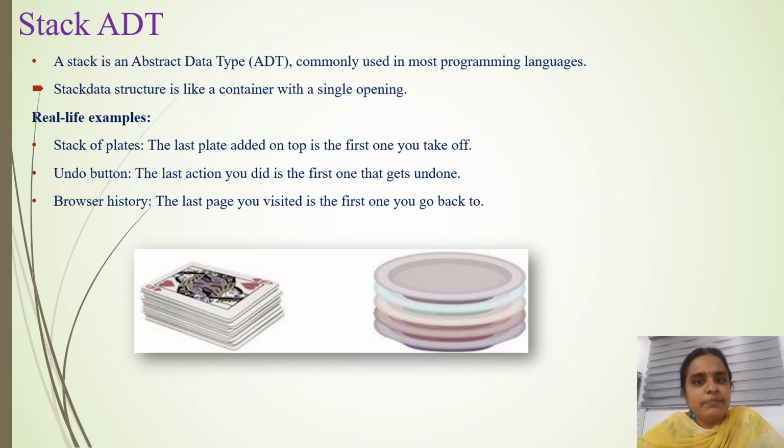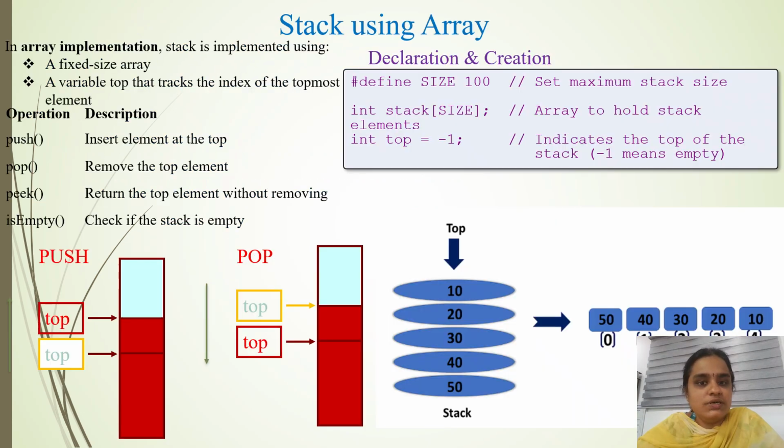One example is the undo button. When typing, the last thing you typed or changed is the first thing that gets undone. And the last real-time example is that even your web browser uses a stack. When you click the back button, you go to the last page you visited. So this is what a stack is.